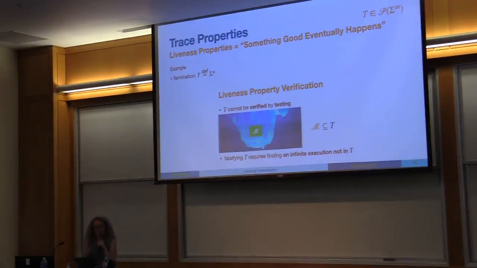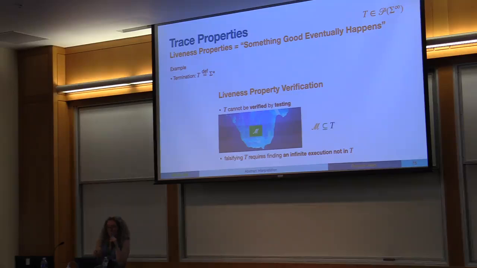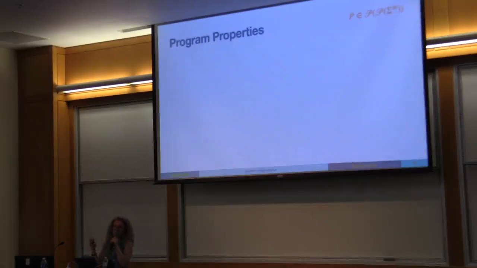Slightly more complicated are the liveness properties. Termination is one. Here you cannot verify them by testing. You cannot test if your program terminates. And to falsify the property, you need to find an infinite execution that doesn't satisfy the property. Okay, and finally, the more general case is what we call program properties. Some call them hyperproperties. These are sets of executions. So, for instance, saying that your program is deterministic is an example. Deterministic means that basically all your executions are singletons. You have one possible execution, and that's it.